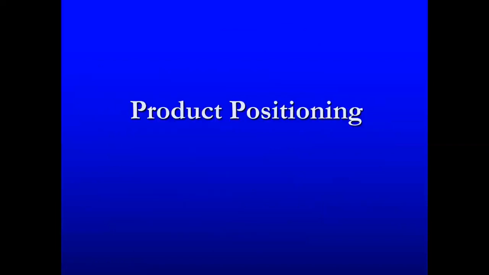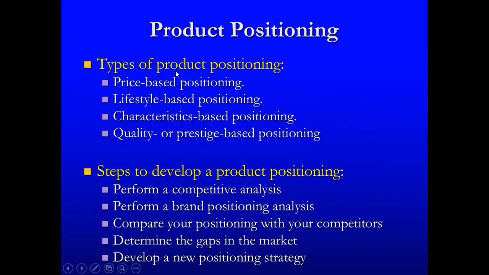Then product positioning. Types of product positioning include price-based positioning, lifestyle-based positioning, characteristics-based positioning, and quality or prestige-based positioning. What are the steps to develop a product positioning? First of all, we perform a competitive analysis. Then we perform a brand positioning analysis. Then we compare our positioning with our competitors. Then we determine the gaps in the market. And finally, we develop a new positioning strategy.